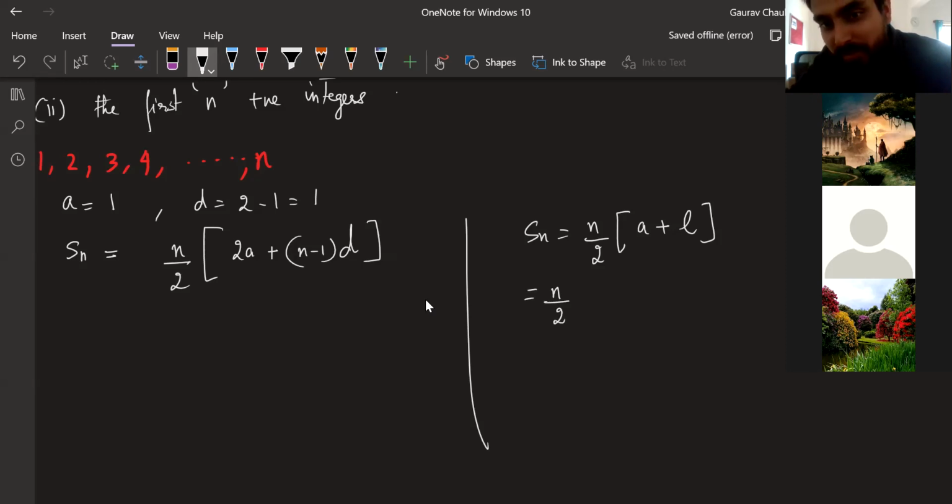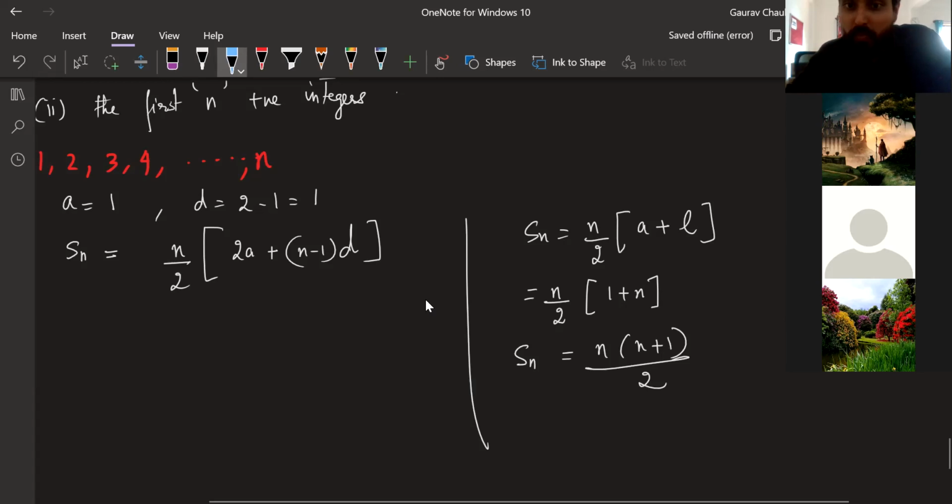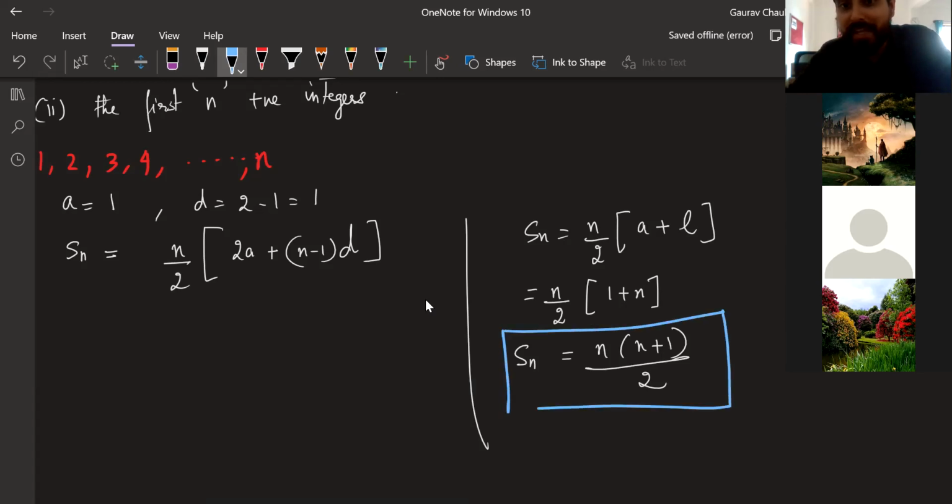What is my last term actually, Dilruba? n is your last term. What is your first term? 1. Plus n over. This is your answer. n into n plus 1 by 2. Basically, now you have a formula where if you just put the value of n, you will get the sum of first 10 natural numbers, sum of 100 natural numbers, sum of 2 crore natural numbers, does not matter. You just put n here.